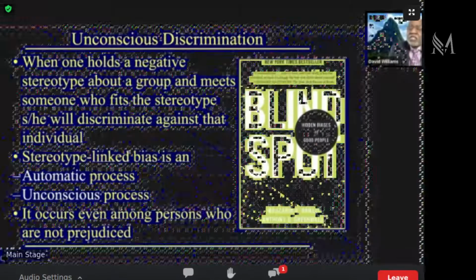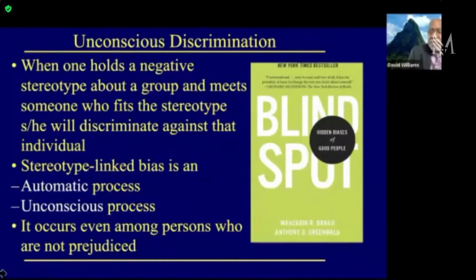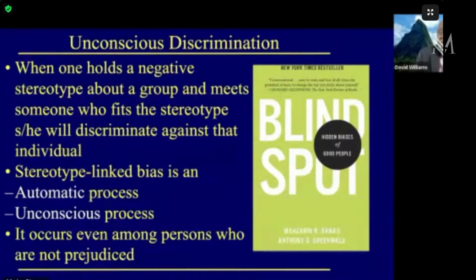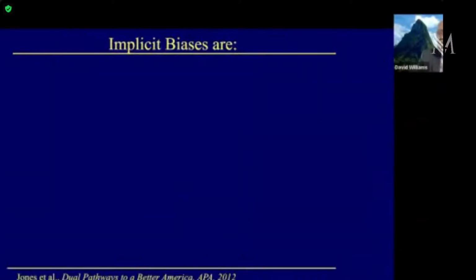This book, Blindspot, is written by two experts in the field of implicit bias, Professor Banaji at Harvard University and Professor Anthony Greenwald, who developed the Implicit Association Test. And what their work shows, and this book illustrates, is that when one holds a negative stereotype about a group, and you meet someone who fits the stereotype, you will treat that person differently. That is, you will discriminate against them. It's automatic, it's unconscious. You are doing it, you're not even aware that you're doing it. It occurs even among persons who are not prejudiced.